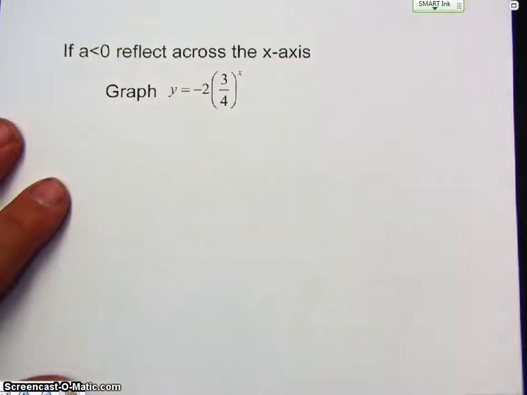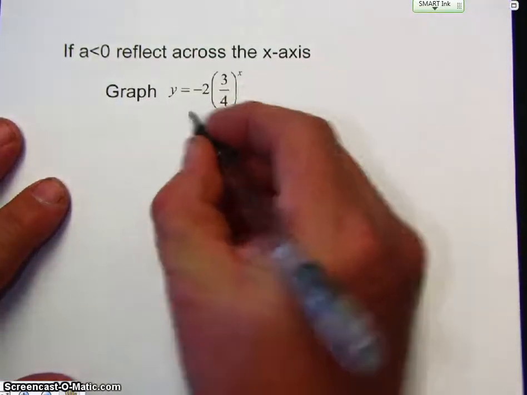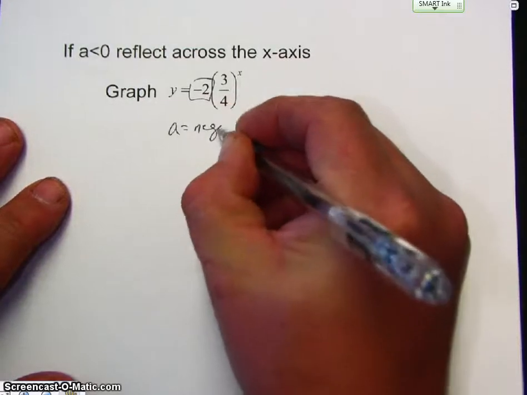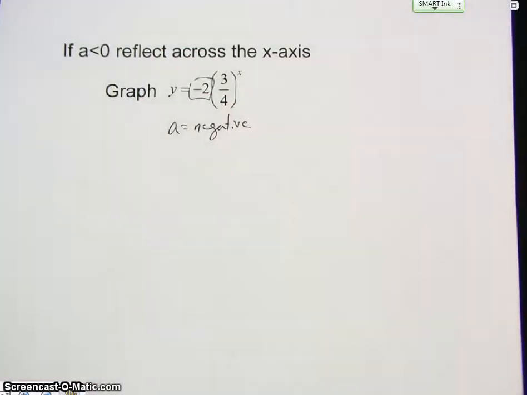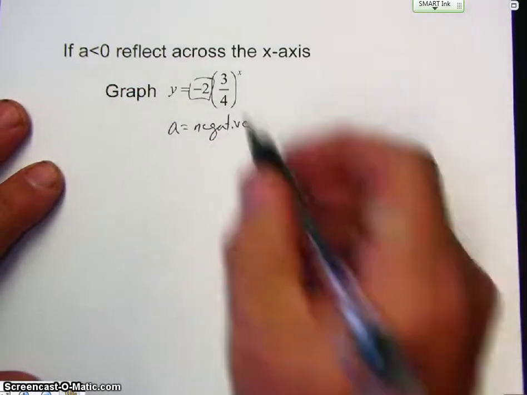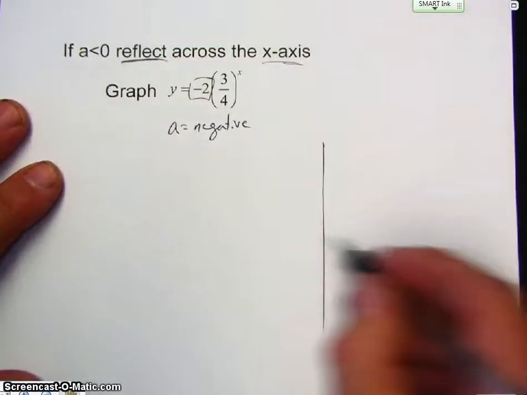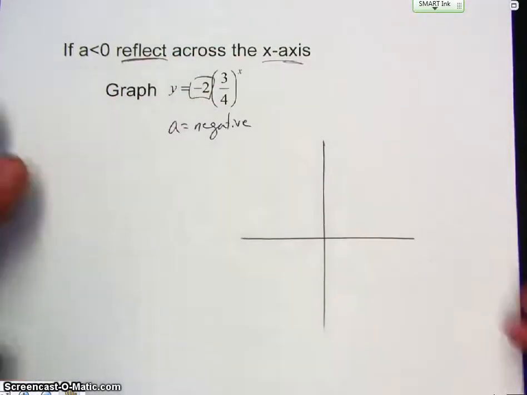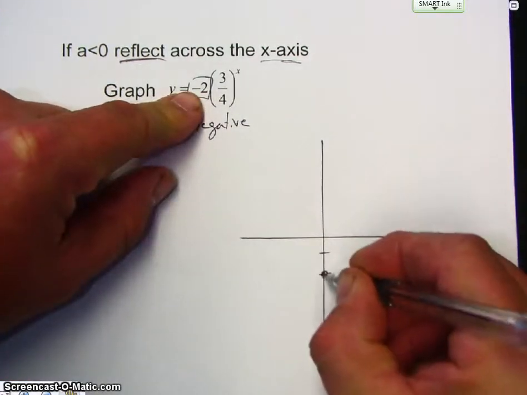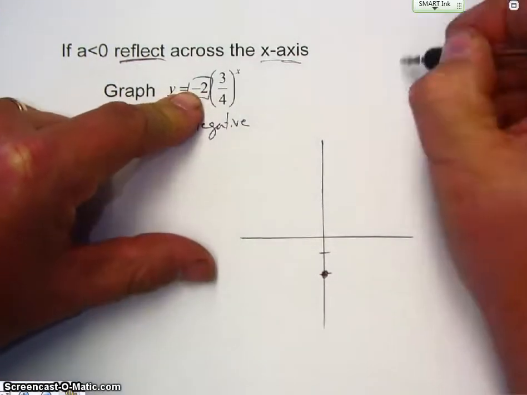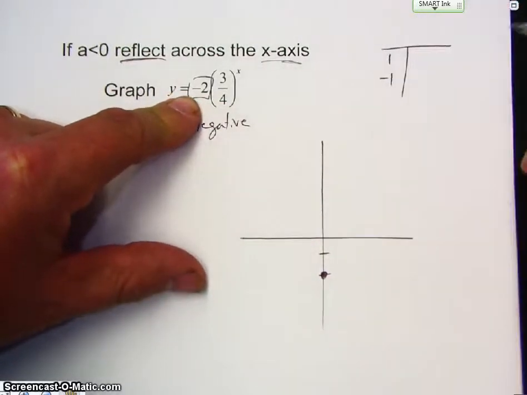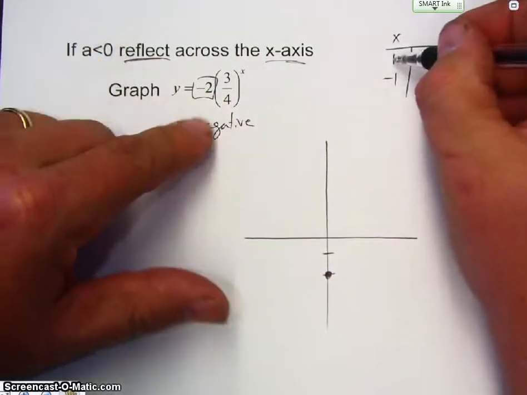All right. Now what happens if A is negative? You notice here A is negative. Well, the graph is not going to look the same. It's going to be a reflection across the x-axis. So A is -2. Here's 1, 2. So there's your y-intercept. Make a little t-table. Make it 1 and -1.